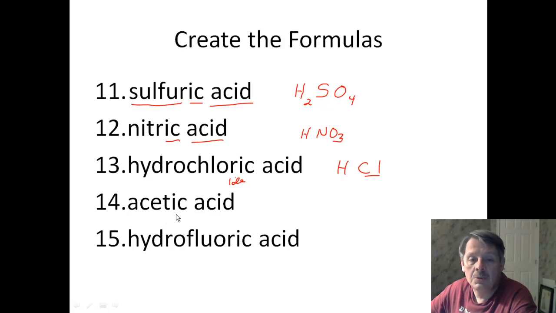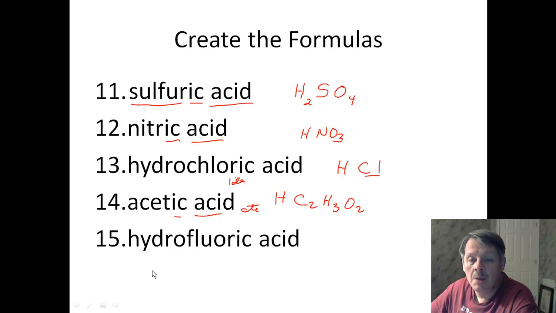Acetic acid, we just did this a couple of pages ago. Acetic, because it's an ic acid, we're looking for an ate, which is acetate, C2H3O2, and that means we have to start it with an H. When we start with an H, we look at acetate, and that's a 1- ion, so we need 1 hydrogen to go along with it.